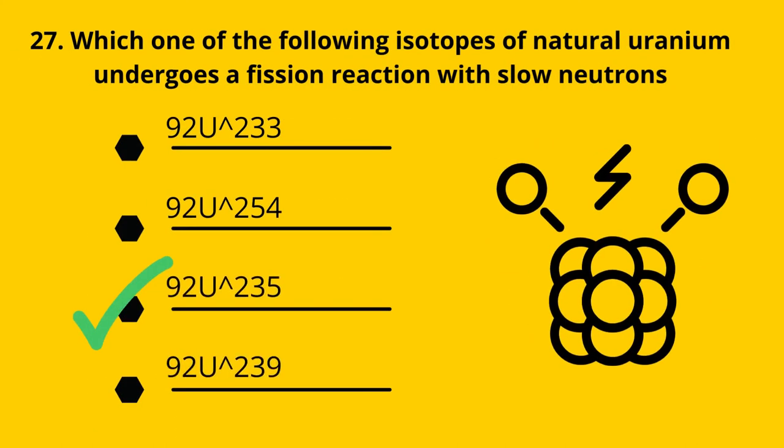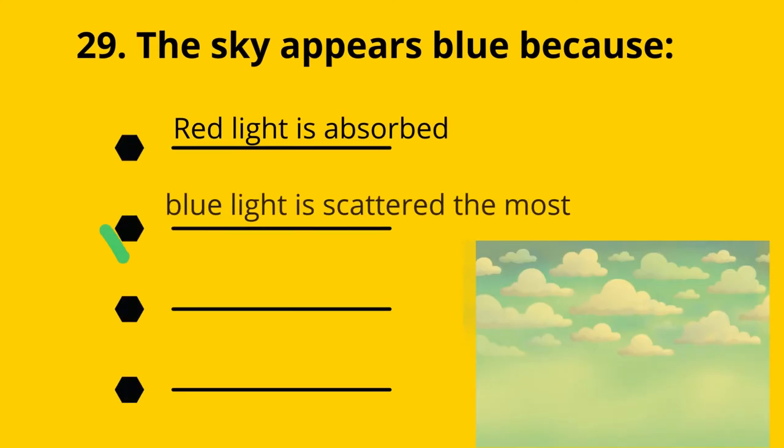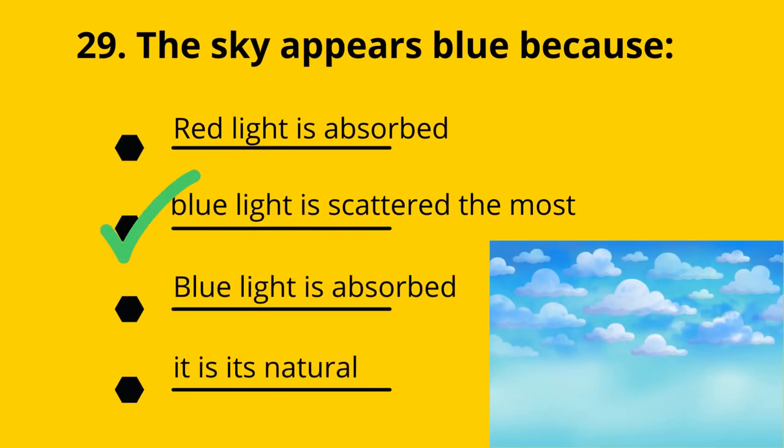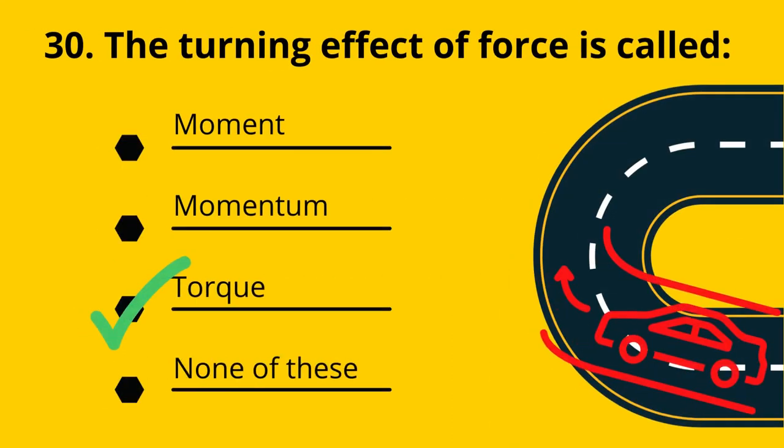Which one of the following isotope of natural uranium undergoes a fission reaction with slow neutron? 235. Transistors are used in all of the above. The sky appears blue because blue light is scattered the most. The turning effect of force is called torque.